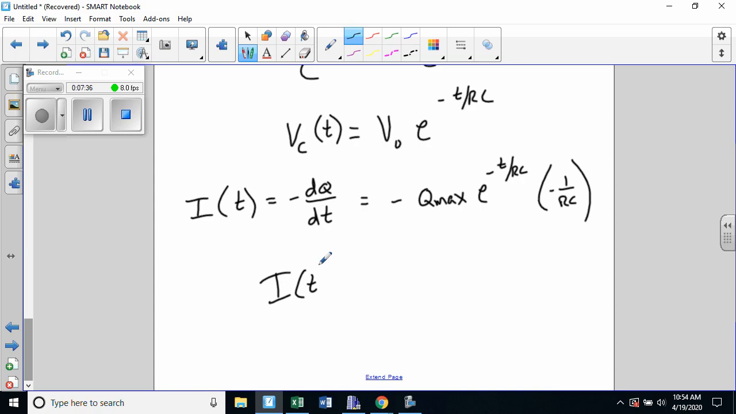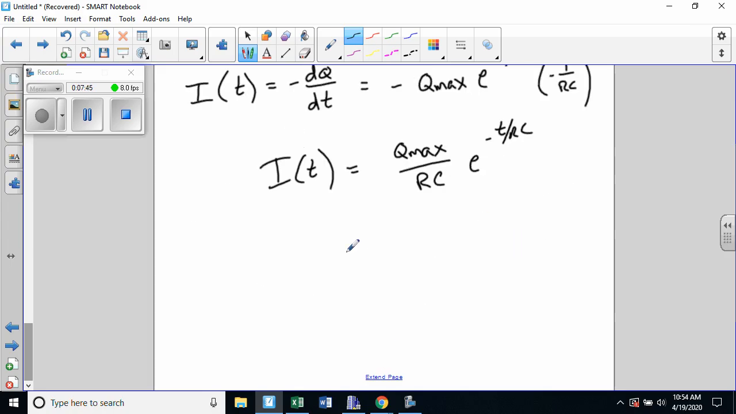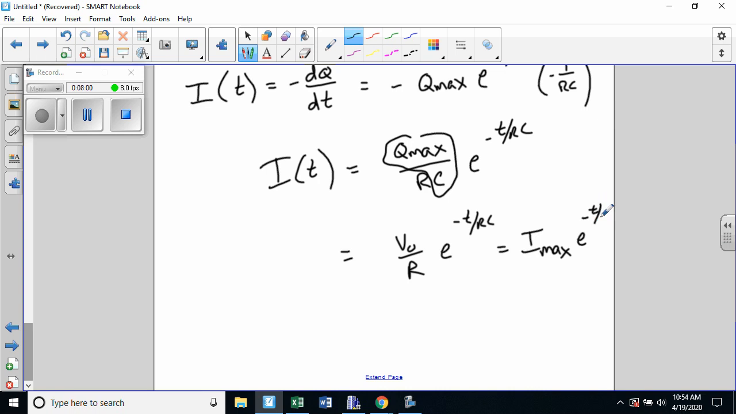We get current as a function of time is equal to Q max over RC e to the minus t over RC. But we know that Q max over C is just V naught. So we got V naught over R e to the minus t over RC, which I'm going to call I max, or you could even call it I naught. It's the initial current times e to the minus t over RC. And again, it's another exponential decay. It looks like for the discharging system, we get a bunch of exponential decays.